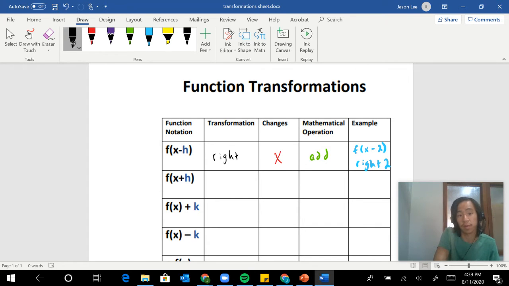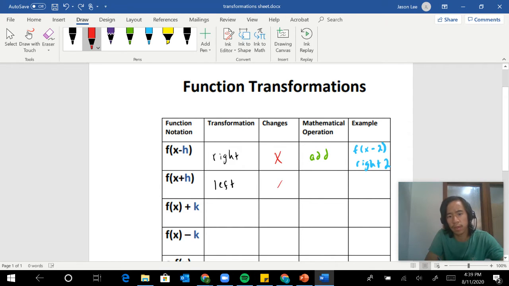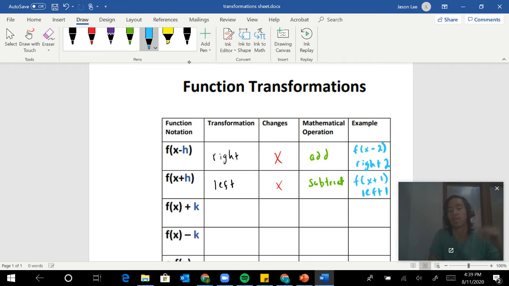So f of x plus h is going to transform the graph to the left. This is also going to change the x coordinate, but instead of adding, we are going to subtract. So for example, if we have f of x plus 1, this is going to be left 1, and we're going to subtract 1 from all of the coordinates.